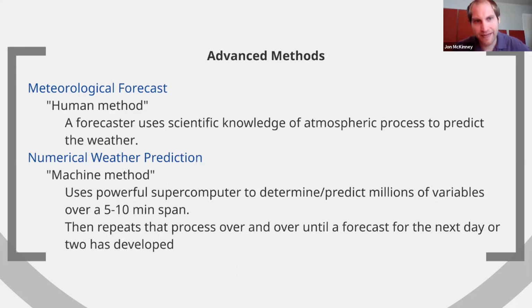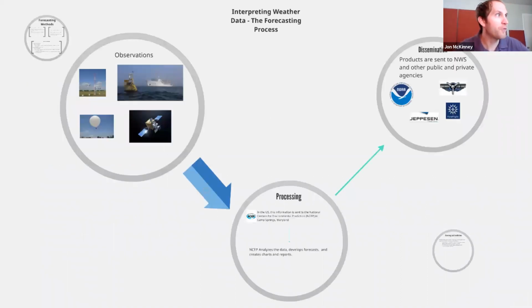Numerical weather prediction. We call this the machine method, where powerful supercomputers determine and predict millions of variables over a 5 to 10 minute span, and repeat the process over and over until a forecast for the next day or two is developed. So those are some advanced methods of weather forecasting. Those are forecasting methods.